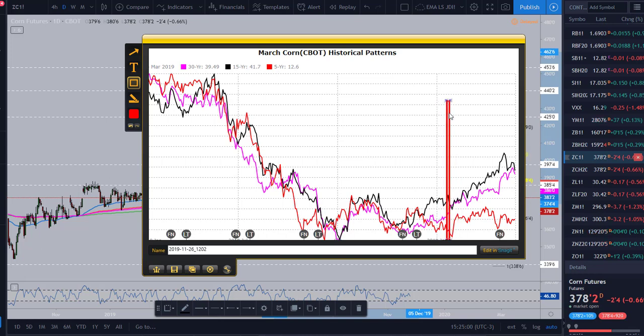Notice that the 5-year average is a little bit weaker, but we really want to pay attention right here to the 15 and 30-year price averages, as those tend to have more weight. So we've got the 15 and 30-year price averages starting to turn to the upside around this time of the year. The 5-year average lags a little bit, but is still going higher.